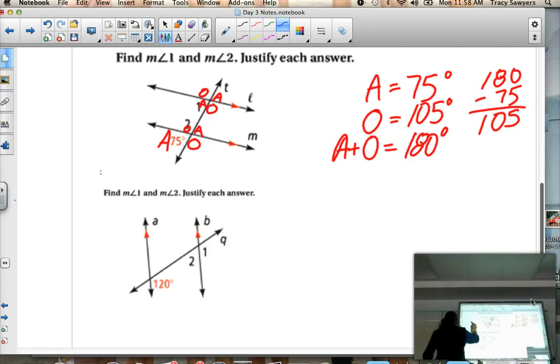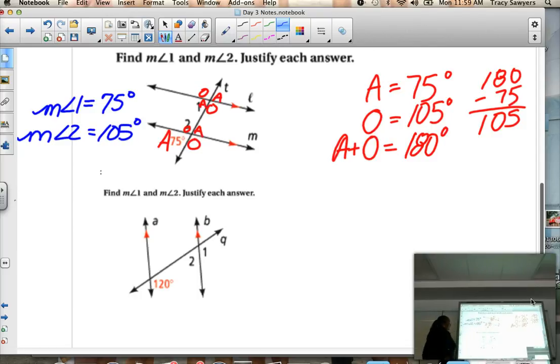75. And how did you know it was 75? Because they already gave you the 75 for the acute on the bottom. Because we know that the A's are all 75 and angle number 1 has an A on it. Does that make sense? How about the measure of angle 2? 105. Because it has an O. Awesome. Does that make sense to you?